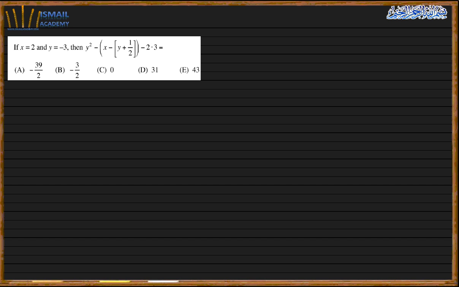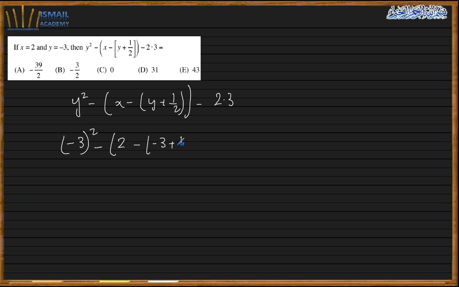Next question. So we have x equal to, y equal to minus 3. They asked for y squared minus 2 times the quantity y plus half, minus 2 times 3. So y is minus 3, so it's going to be minus 3 squared, minus 2 times minus 3 plus half, minus 2 times 3, which is 6.